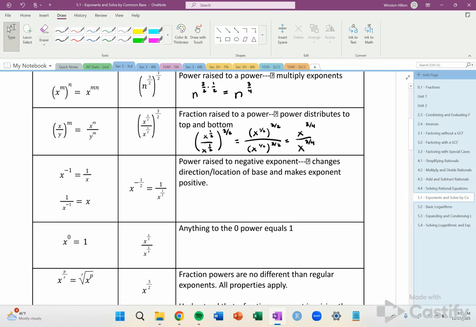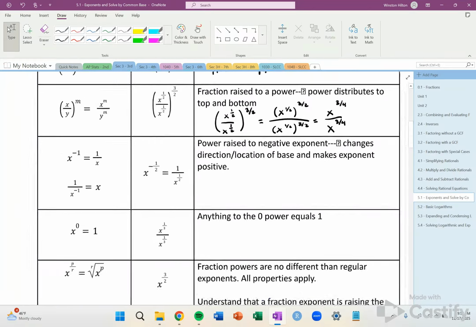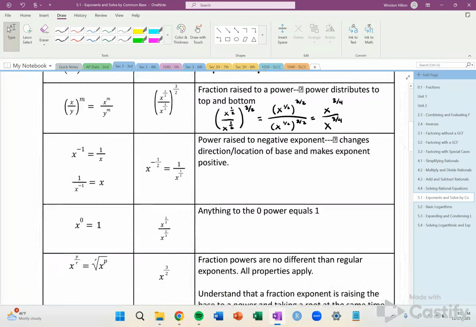If we have a negative exponent in the numerator of a fraction, we can simply move it to the denominator of the fraction and the power will become positive. Same thing if we have a negative exponent in the denominator of a fraction, we can simply move that whole exponent to the numerator and it will become positive. So we have an example here, x to the power of -1/2. We move that whole exponent to the denominator and the power becomes positive.